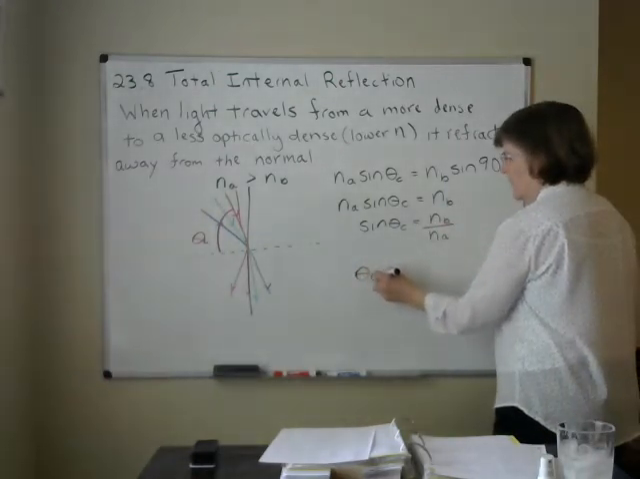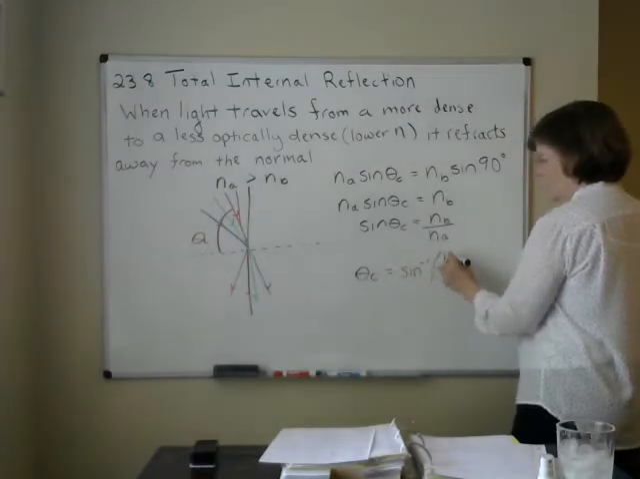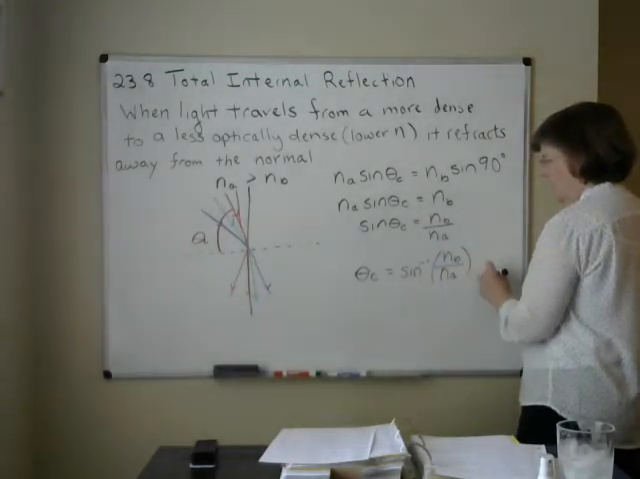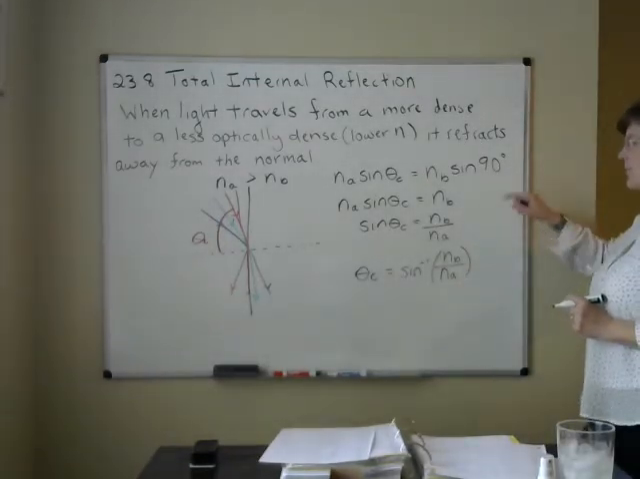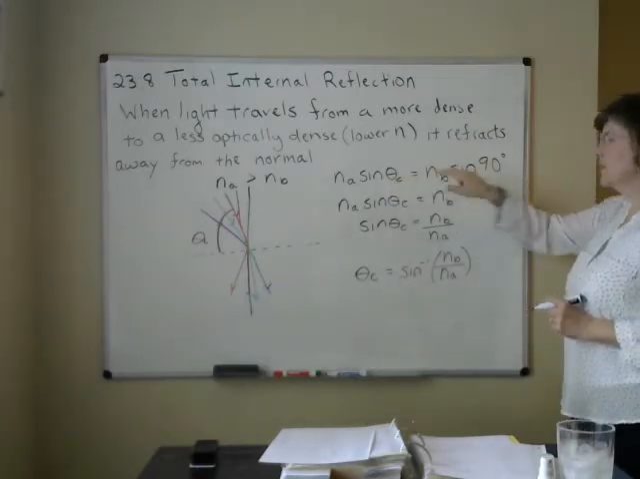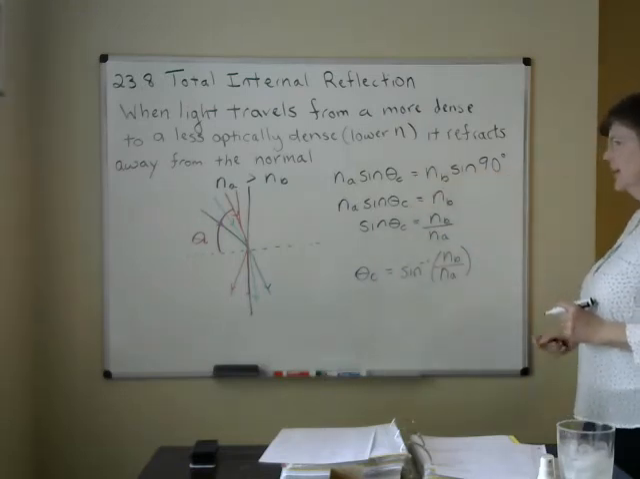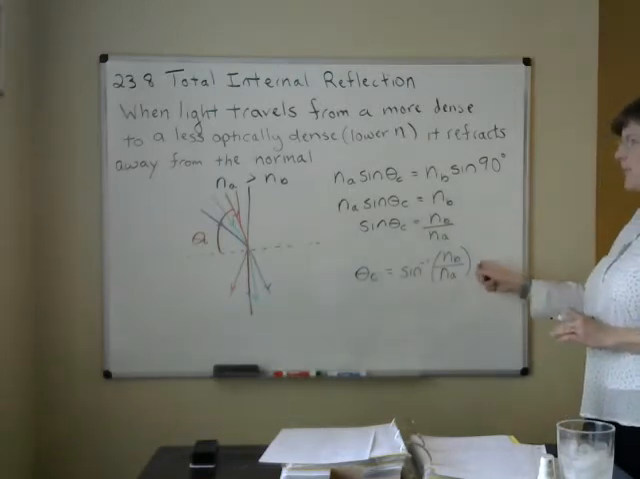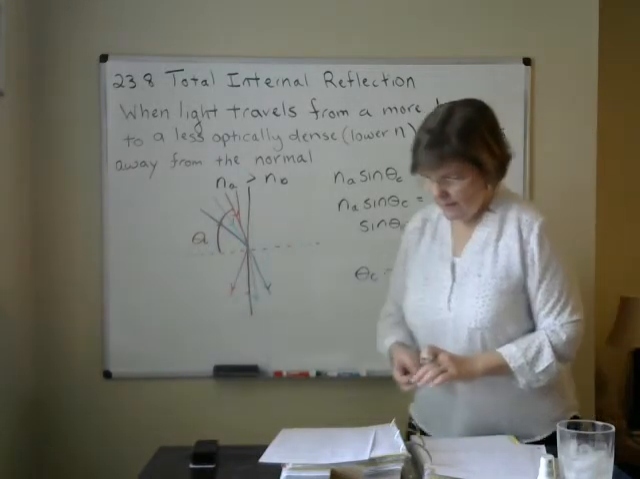So our critical angle is simply the sine inverse of the NB over NA. Honestly, I don't really even ever remember this formula. I usually go back to critical angle happens when the refracted angle equals 90. And I just set it up and I solve it just like I would do any refraction problem to find the critical angle. If you prefer this, you can certainly use this. It works perfectly fine.